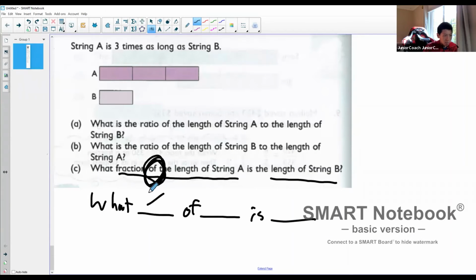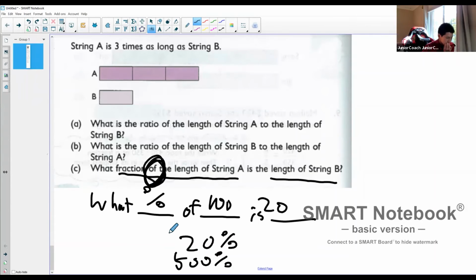If they're asking what percent of 100 is 20, the answer would be 20%, not 500%. I'm not actually sure if you even learned about percents, so that might be a bad comparison. Sorry, I don't even know if you guys have done that.